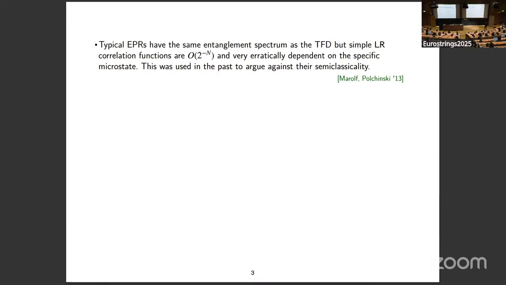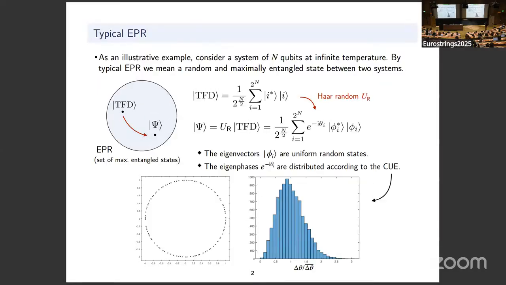Okay, so the argument by Marolf and Polchinski was essentially that typical EPRs, like this state that I wrote here, have the same entanglement as the infinite temperature thermofield double, in that if you compute the reduced density matrix to one of the two sides, it gives you an infinite temperature density matrix.